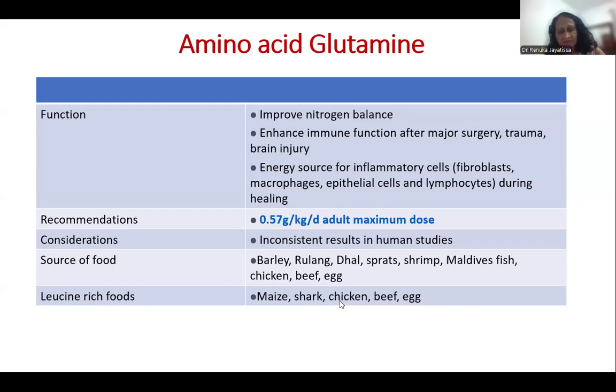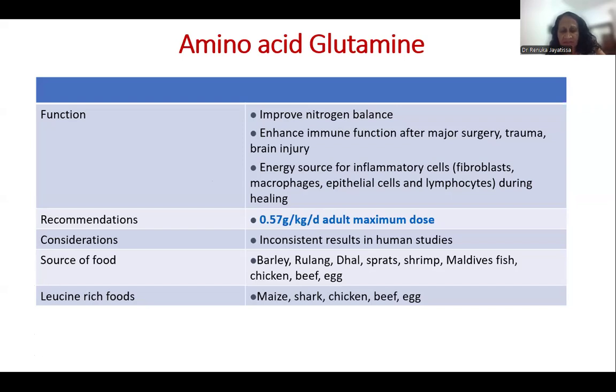The recommendation is providing 0.57 gram per kg per dose. That's a maximum dose. But this research is very inconsistent. There is positive research as well as negative research, so sometimes this isn't really practiced. But still, there are many foods. If you really need to prescribe for patients or tell the patients, things like barley, dal, sprouts, chicken, beef, and egg all contain glutamine. So if people are taking all these things, they don't need to worry much about it.